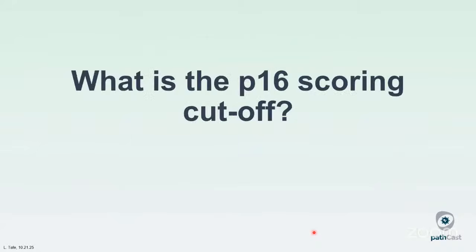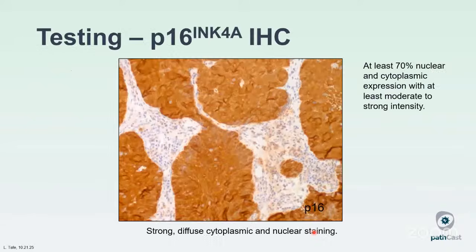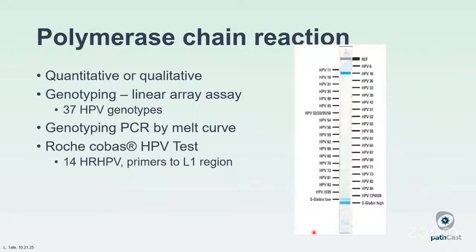And just to remind us, what is the P16 scoring cutoff? It has to be at least 70% nuclear and cytoplasmic with moderate to strong intensity staining in order to call it positive. Otherwise, it's negative or equivocal. So it's not uncommon to see heterogeneous staining in non-HPV driven tumors. So just keep that in mind. It has to be 70% or more. And then in terms of PCR, different testing methodologies, they can be quantitative or qualitative. They can be genotyping specifically or not.